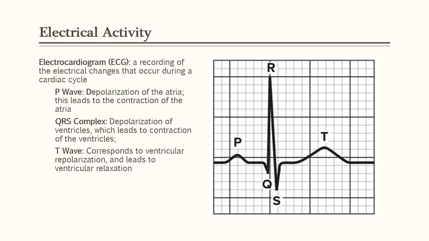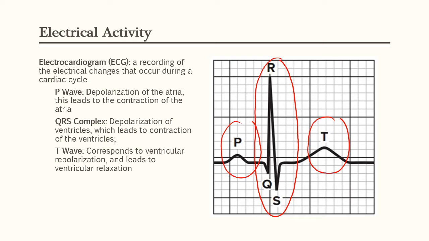We see the P wave, which represents depolarization of the atria, and this leads to the contraction of the atria. We also see the QRS wave. This represents depolarization of the ventricles, which correlates with contraction of the ventricles. And then there is the T wave, which corresponds to ventricular repolarization, which actually leads to ventricular relaxation.